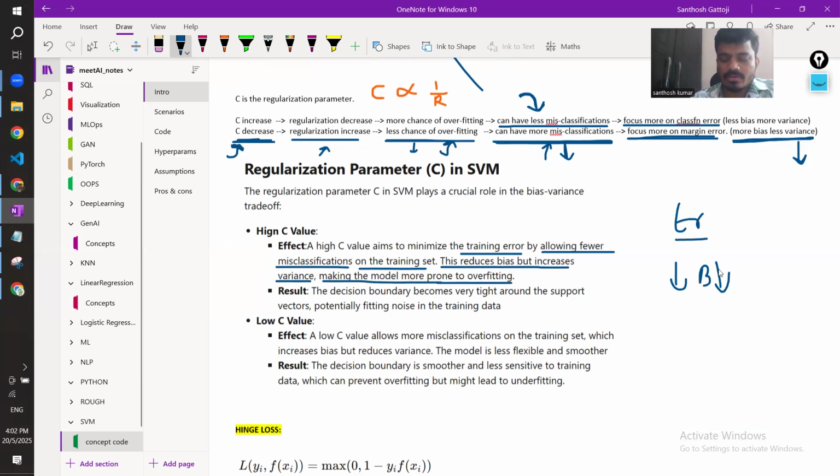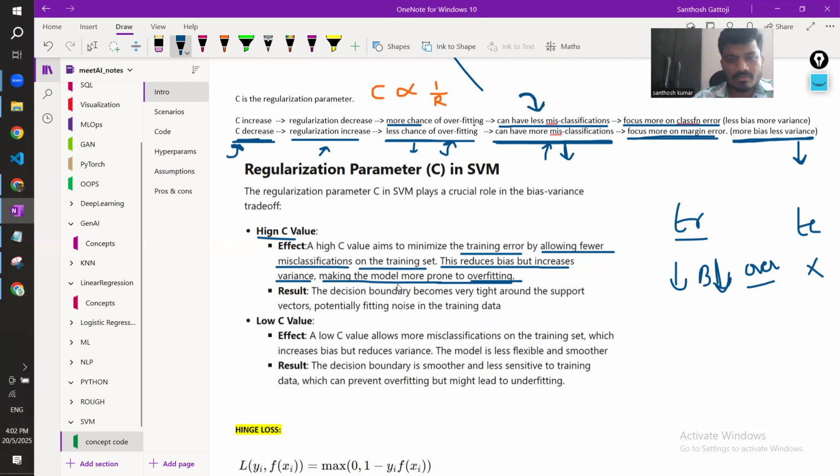Because on my training data set I'm reducing bias, you are working well, but you're not realizing that you are unnecessarily overfitting. What is the problem with that? On the test data set it might fail. Same thing: with a high C value, you will face overfitting. C is increasing, high C value, more chances of overfitting. So what is the result? The decision boundary becomes very tight around the support vectors, potentially fitting noise.